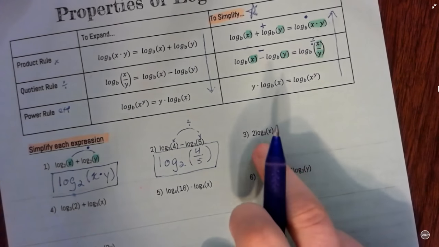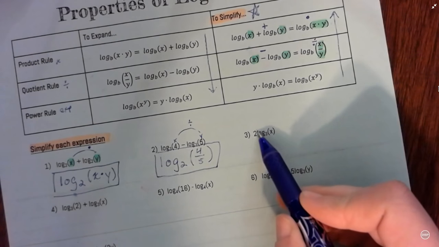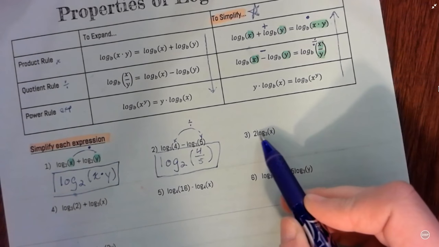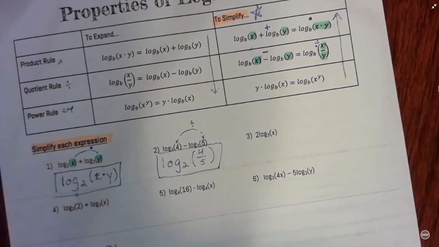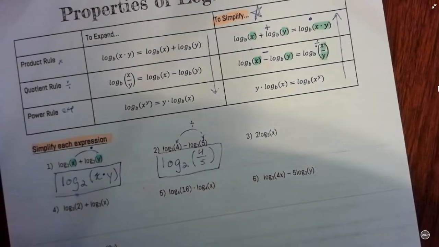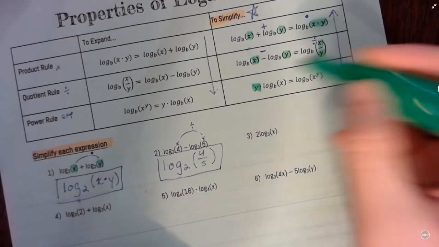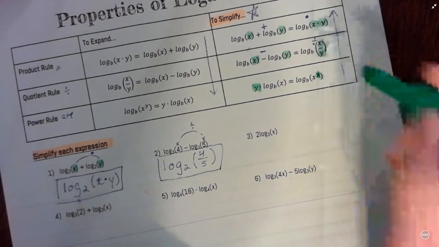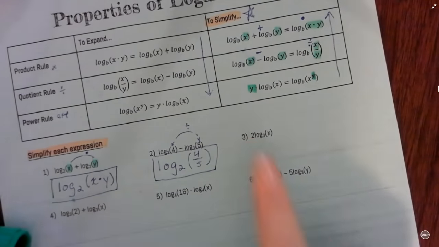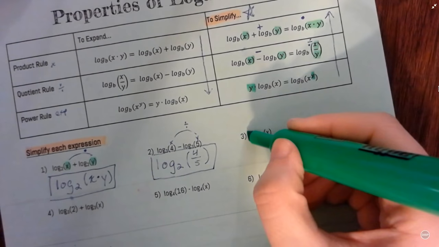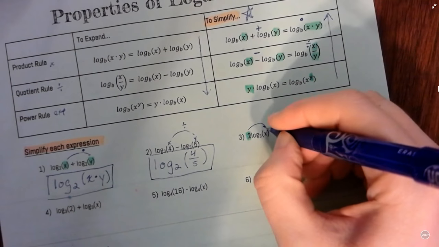Okay, now this is your power rule. So that says if I've got a coefficient in front of the log, I can actually turn that into an exponent right here. So let me highlight. So this little coefficient becomes the power of the argument. So that's like this. This 2 becomes a power right there.